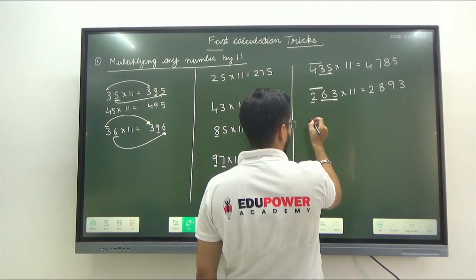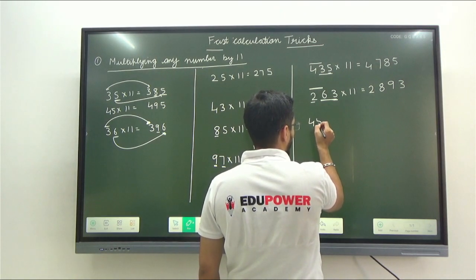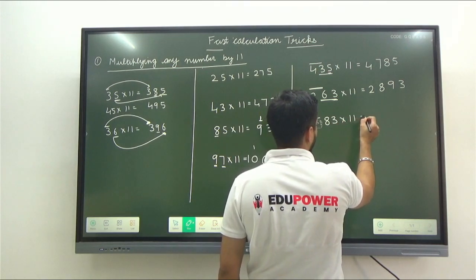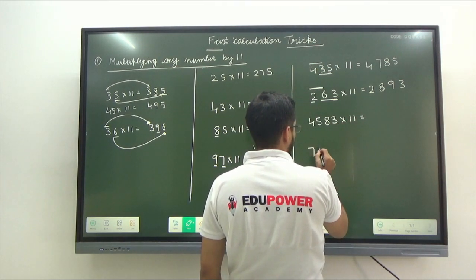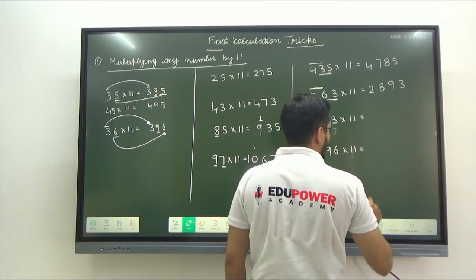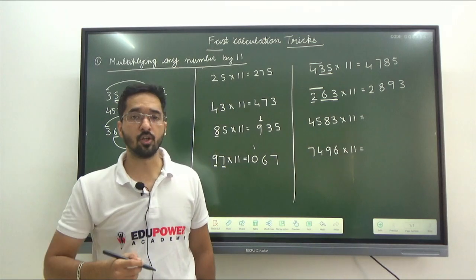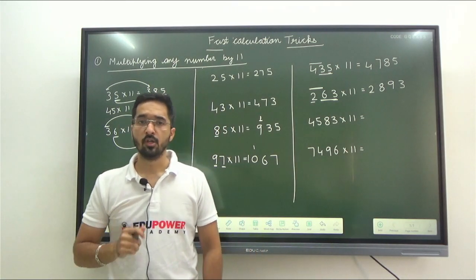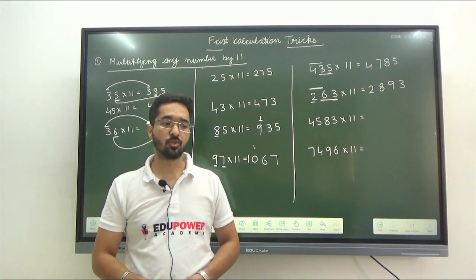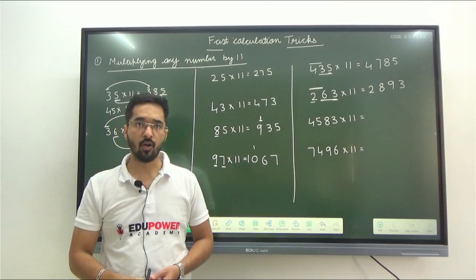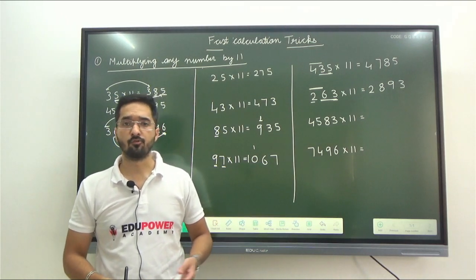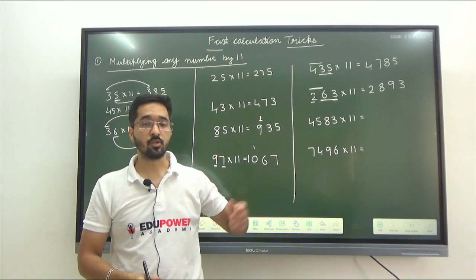Okay. Some more questions we are going to solve. 4583 into 11 is equal to what? 7496 into 11 is equal to what? See, with the help of this trick, we are able to solve the question in a few seconds, right? If you would have used the older method of solving, it would have taken you a lot of time to solve, but with the help of this trick, we are able to solve it in a fraction of seconds. So just tell me the answer.